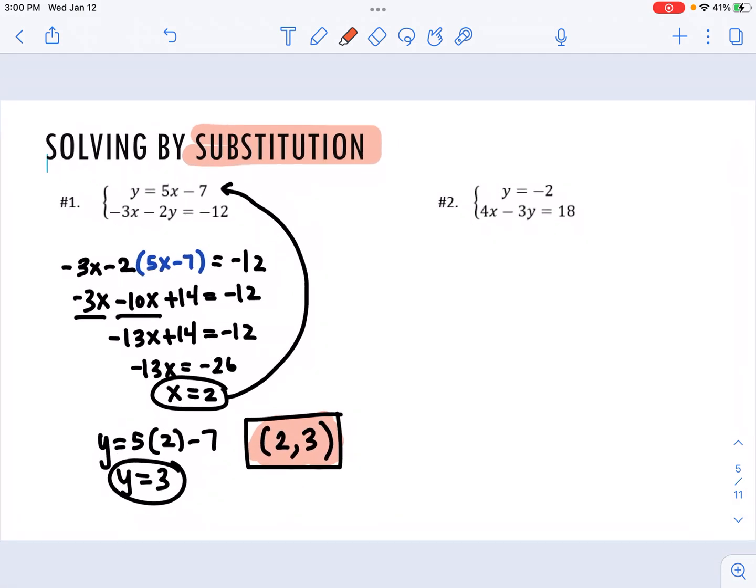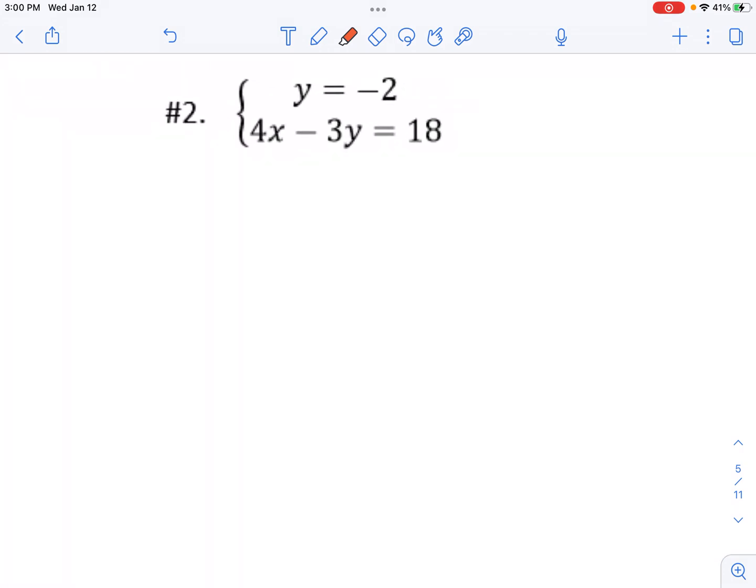All right, let's go ahead and try number 2, same idea here. We're going to start off by looking at both equations. We're going to ask ourselves which equation has one of my variables isolated. Once again, y equals negative 2. And we're going to use that and plug it in, or substitute it, into my second equation.